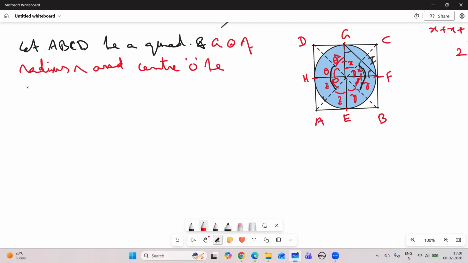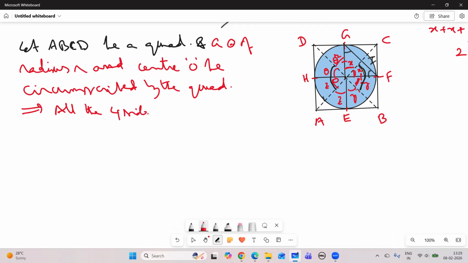Let it be circumscribed by the quadrilateral. So I'm assuming that ABCD circumscribes this circle, which implies all the four sides of the quadrilateral touch this circle.